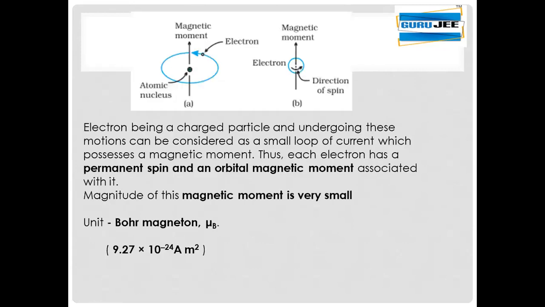Yes, ma'am. Okay. This picture is in your NCERT textbook itself. So I think you don't need to copy it down. Just try to understand how it shows. Okay. Do you understand the diagram?